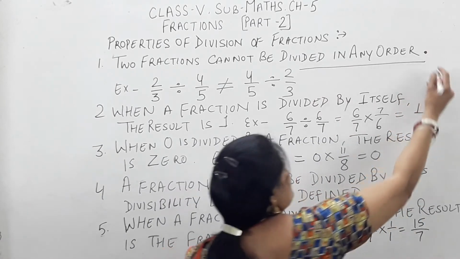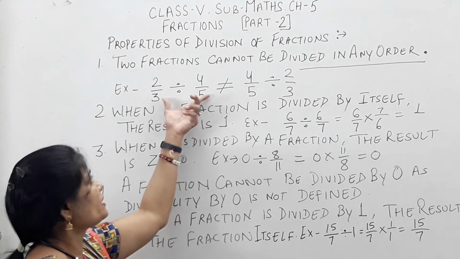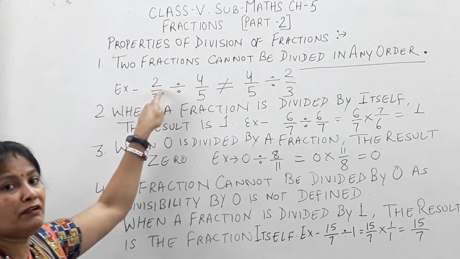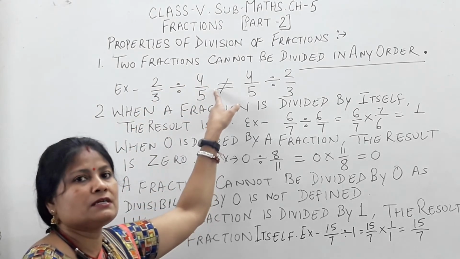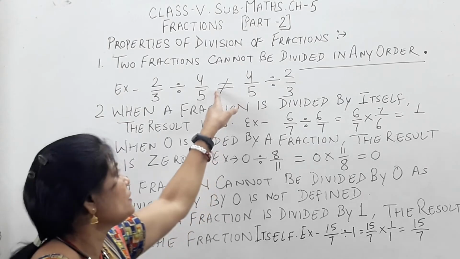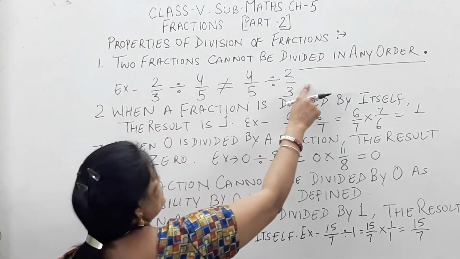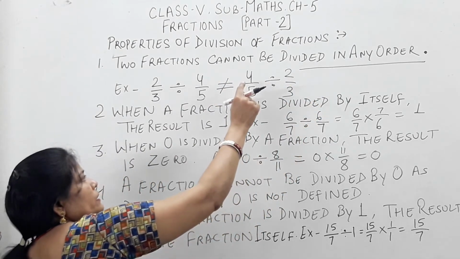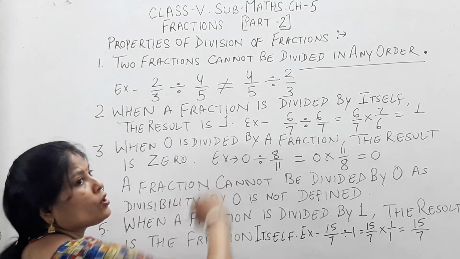In multiplication there is no problem, we can do it in any order. But in division we can't change the order, because this is my dividend and this is my divisor. Dividend and divisor are different things. So we can't say that 2 by 3 can be converted into the divisor, or 4 by 3 can be converted into the dividend. So the results of both are not the same.